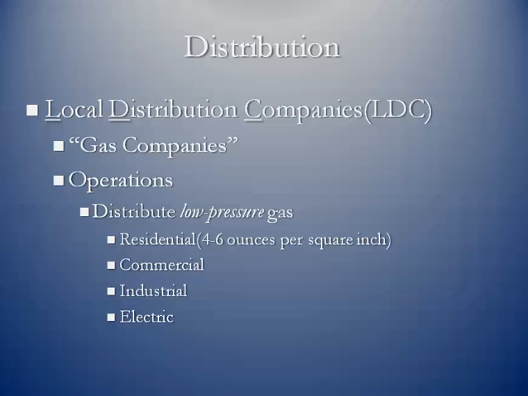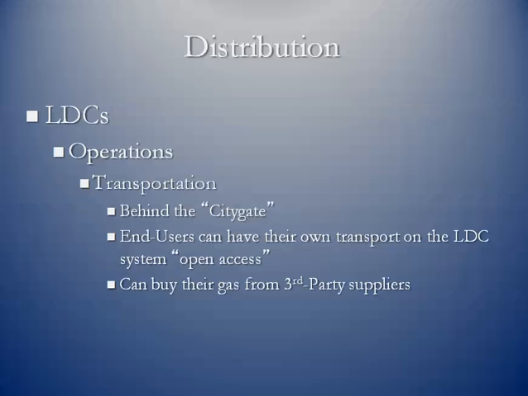You can see here mainline transmission pipelines can be running 500 pounds per square inch to as much as 1,500 pounds per square inch. Well, the gas flow into your house at the meter needs to be cut down to 4 to 6 ounces per square inch. So we have residential customers, commercial customers, industrial and electric customers.